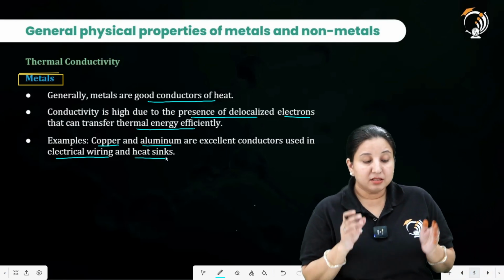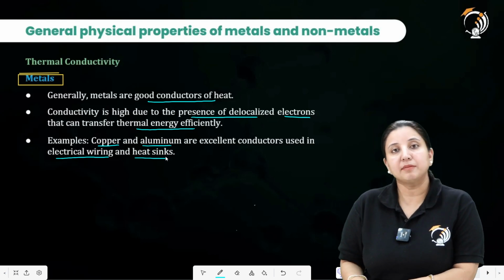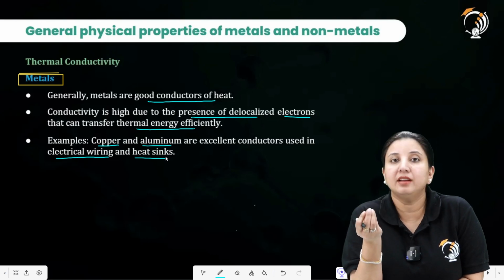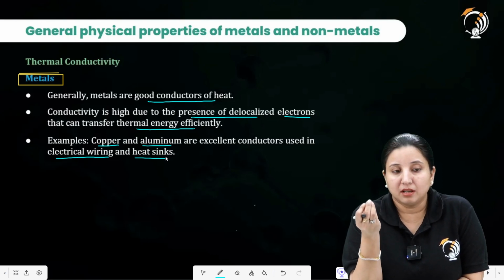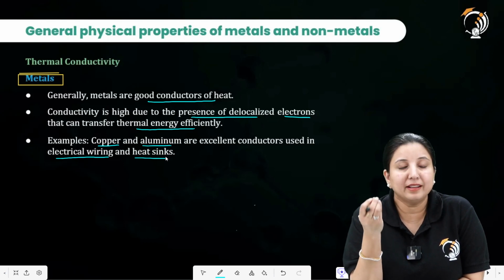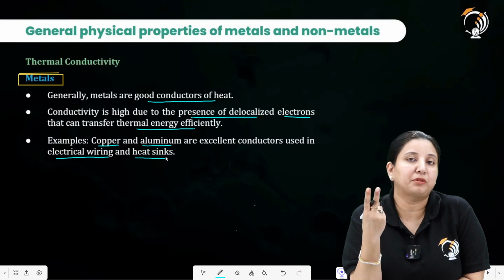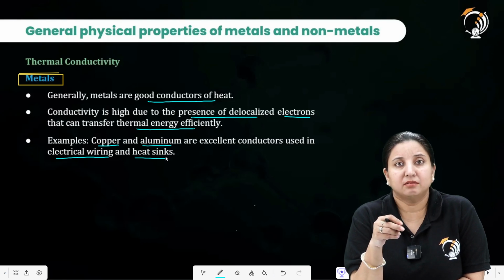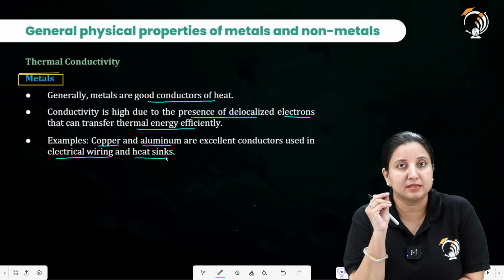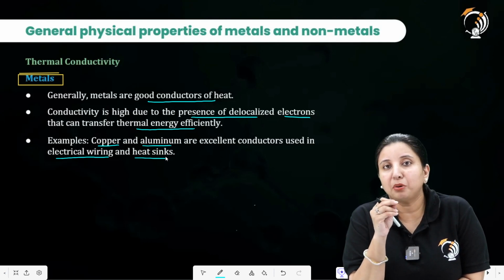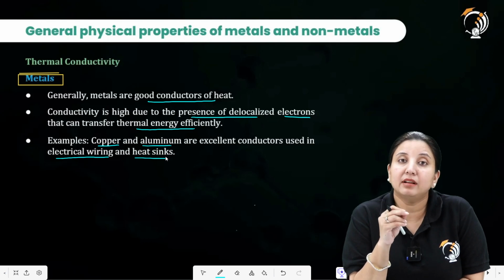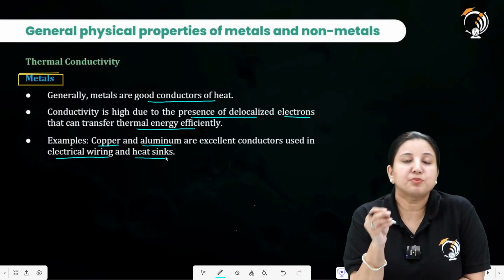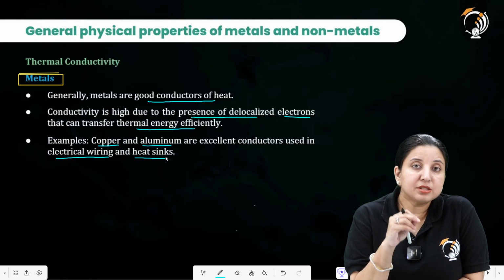That is the reason, because in your theory paper we sometimes get a question like this: what is responsible for the electrical conductance in metals? Many students make a mistake here, because regarding electrical conductance we get two types of questions: one in the case of ionic compounds, and one in the case of metals. Remember one thing: in metals, the delocalized electrons are responsible for the electrical conductance.